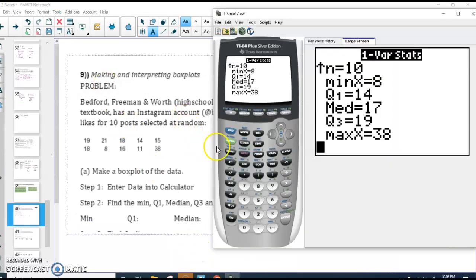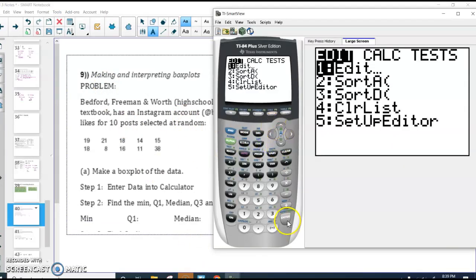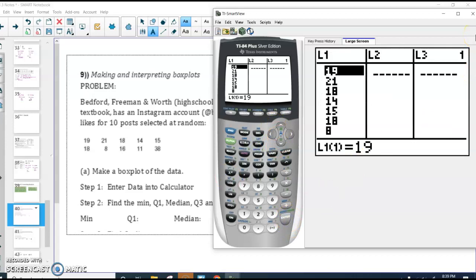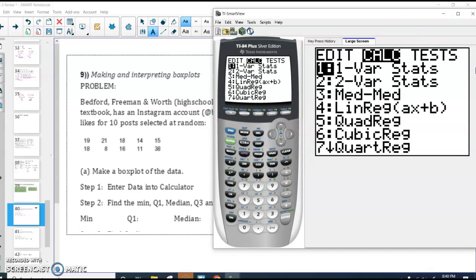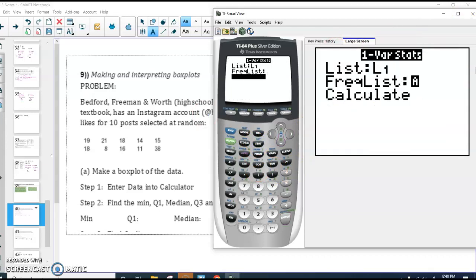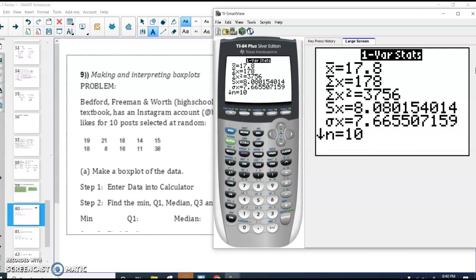So I'm going to go into my calculator. I'm going to press Stat, press Enter on Edit, and enter 19, 21, 18, 14, 15, 18, 8, 16, 11, and then 38. Then I'm going to press Stat, go to Calculate, press Enter on one-variable stats, press Enter 3 times, or I can move the arrow down 3 times. And then I get this set of data.